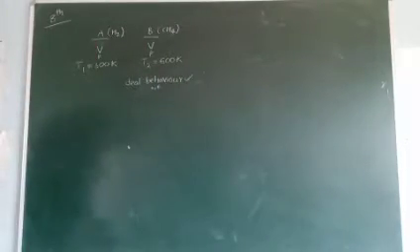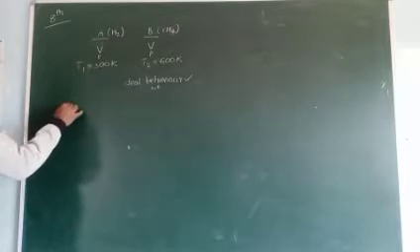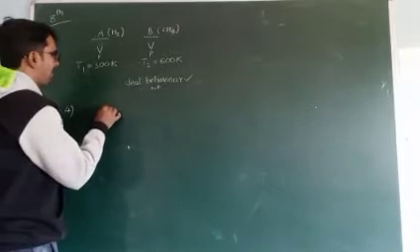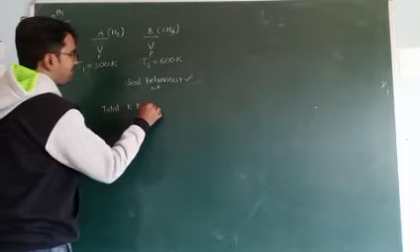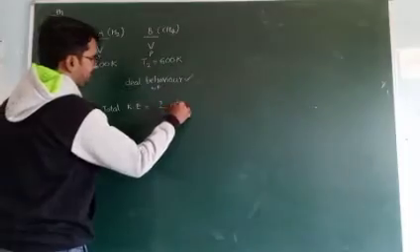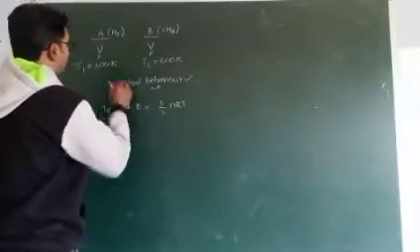Fourth one: the flask in which the total kinetic energy is greater. Total kinetic energy formula is 3 by 2 nRT.